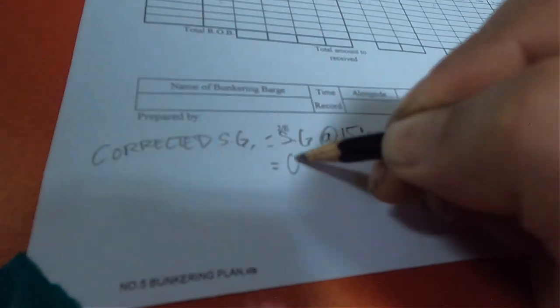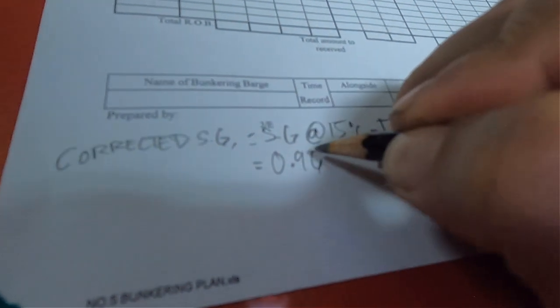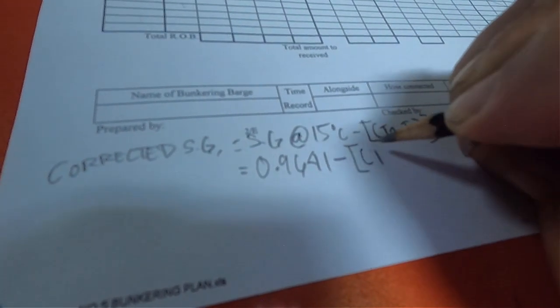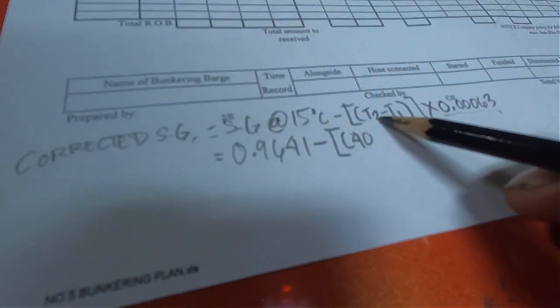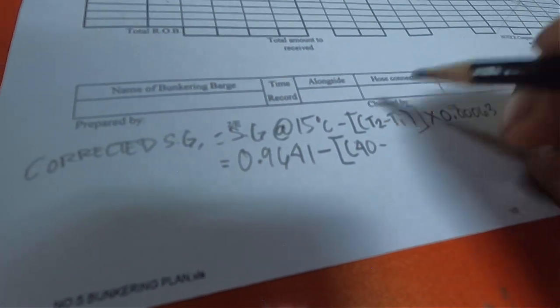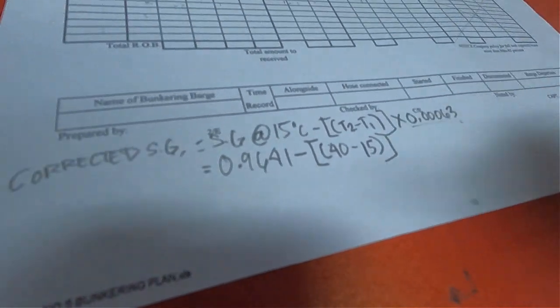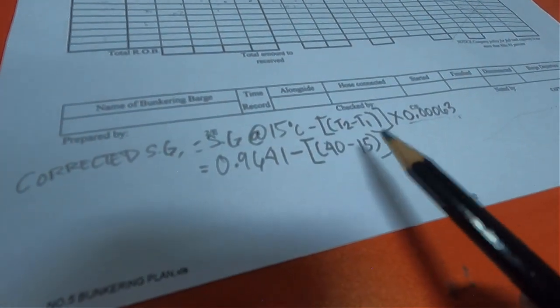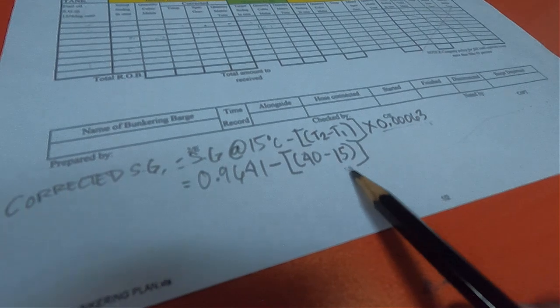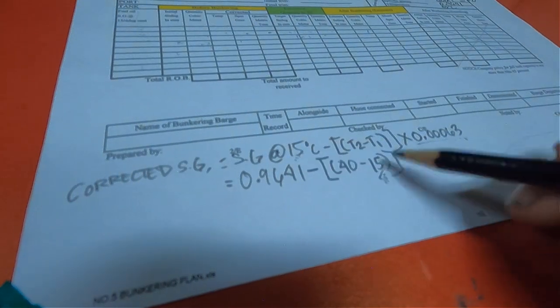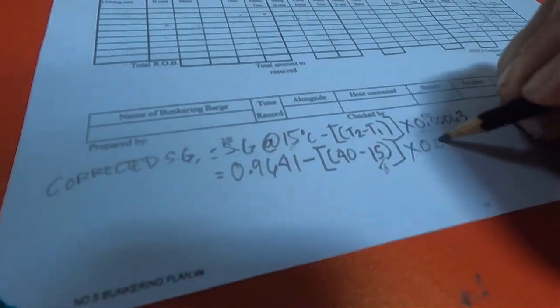And then after, so now SG 0.9641 minus, that says 40, the temperature 2 is the 40 degrees, and minus 15, the temperature 1. So if you ask why I get this 15, the 15 is constant. This is always 15. Then times 0.00063.